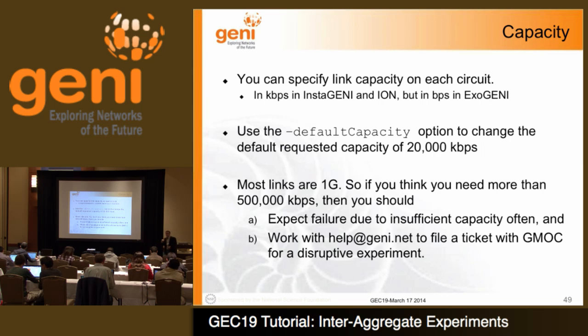So the capacity, you can specify the capacity that you want on the circuits. And you're asking just for nominal, right? You're not getting a guarantee. But by default, if you don't specify, you're going to get 20,000 kbps, literally, about a 20 meg pipe. And you can modify that. But if you're going up too high, remember that most of the links are about a gig. And so we prefer that you coordinate with help at GENI.net if you're asking for a lot of capacity on one of these links, because you're going to be denial of servicing other experimenters on that link.